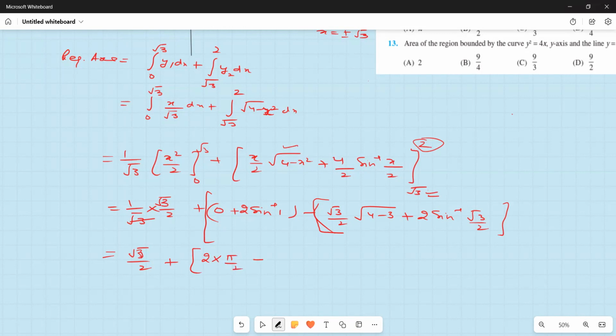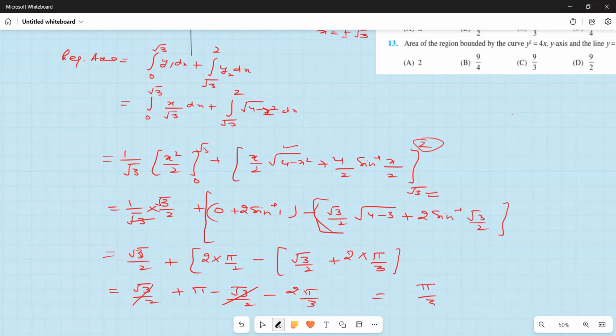So this is pi by 2 minus, this is root 3 by 2 plus 2 sine inverse root 3 by 2, which is pi by 3, no? 60 degrees. So if I open this, this is root 3 by 2 plus pi minus root 3 by 2 minus 2 pi by 3. Root 3 by 2 and root 3 by 2 cancel. Pi minus 2 pi by 3 is pi by 3 square units. Clear?